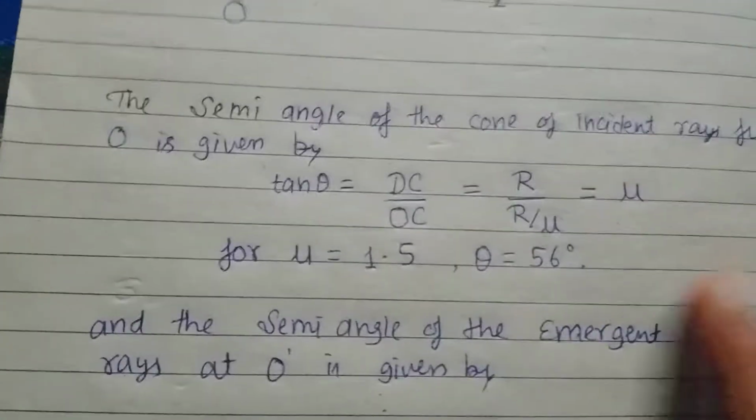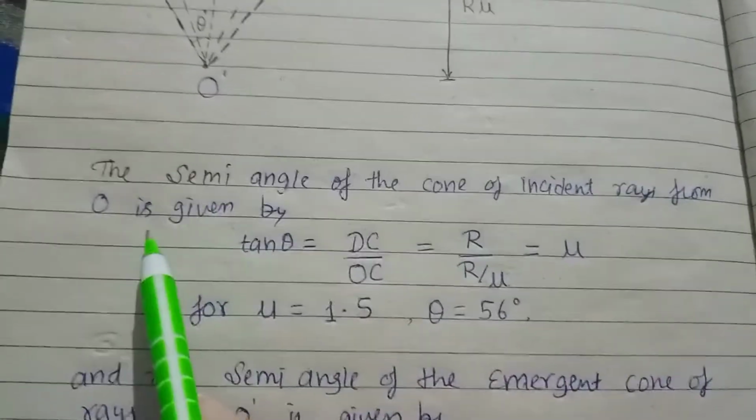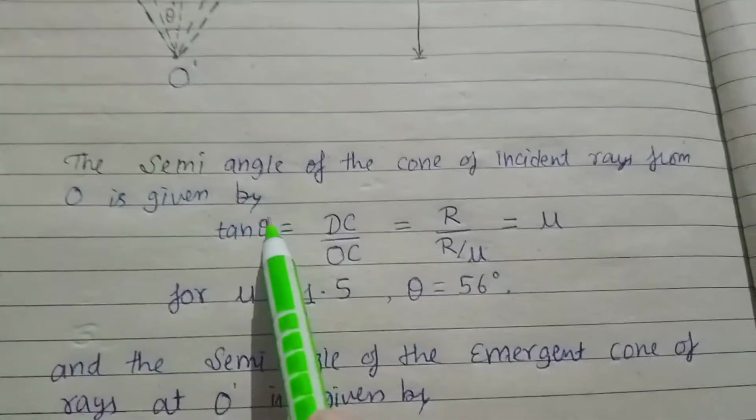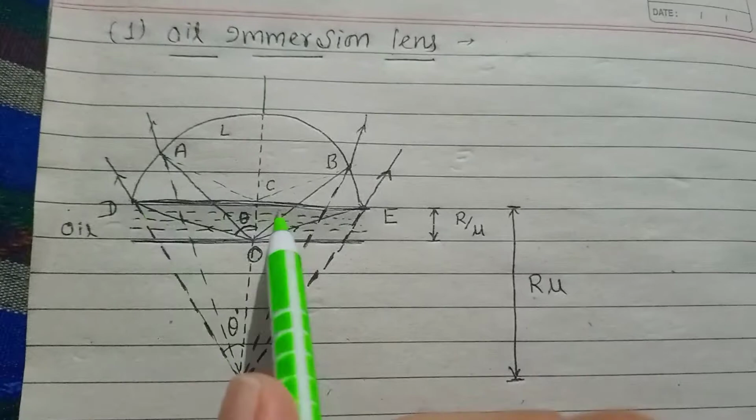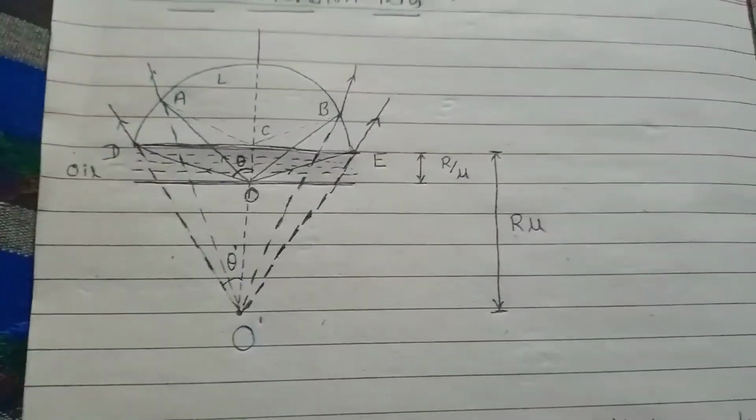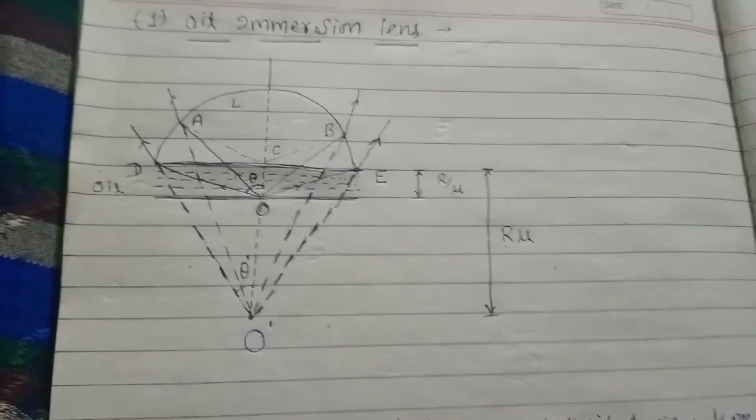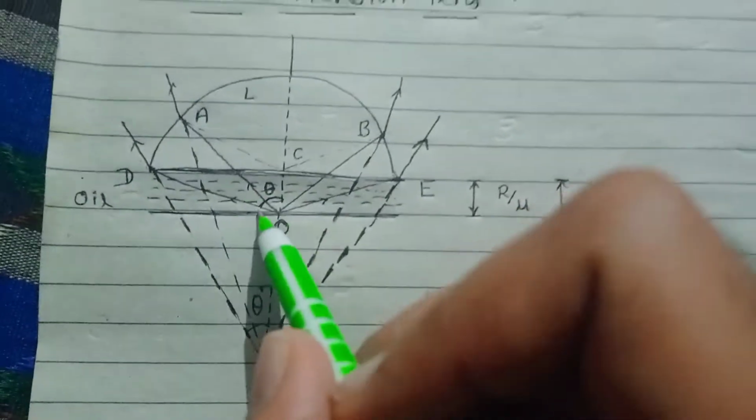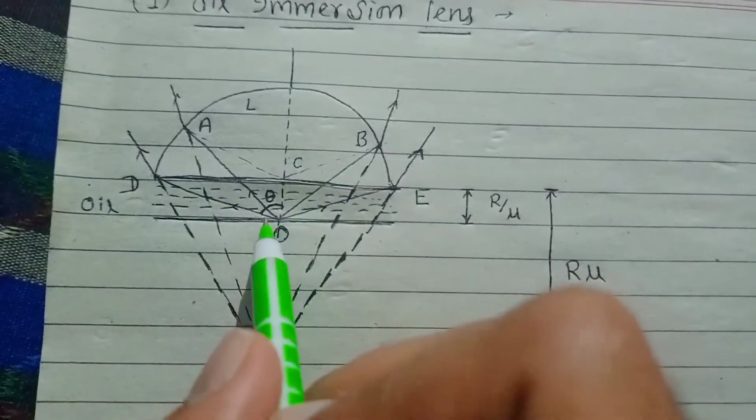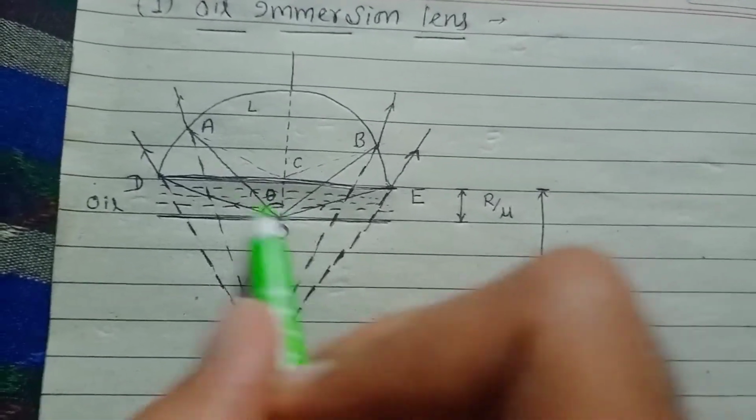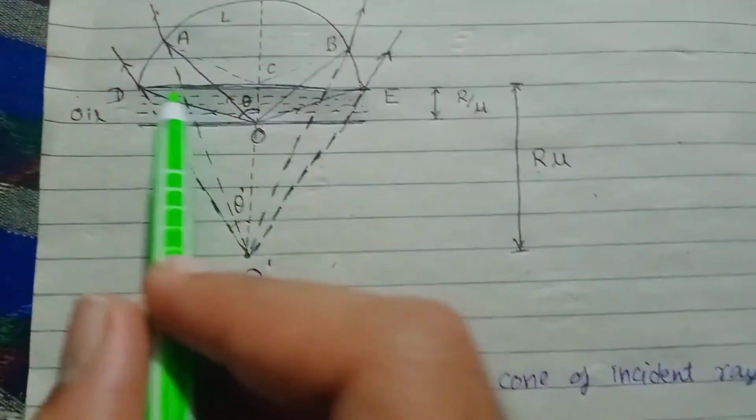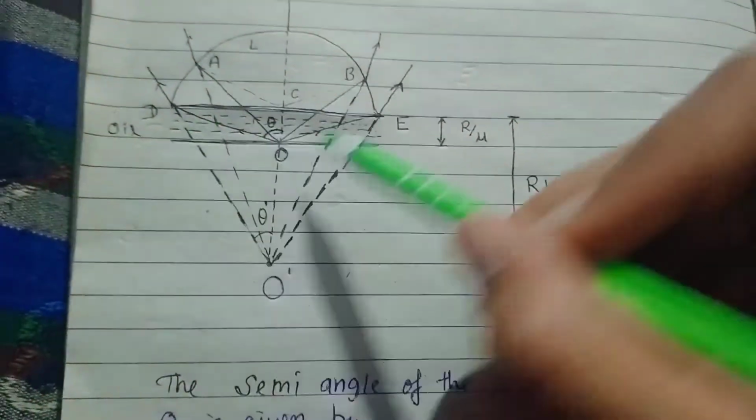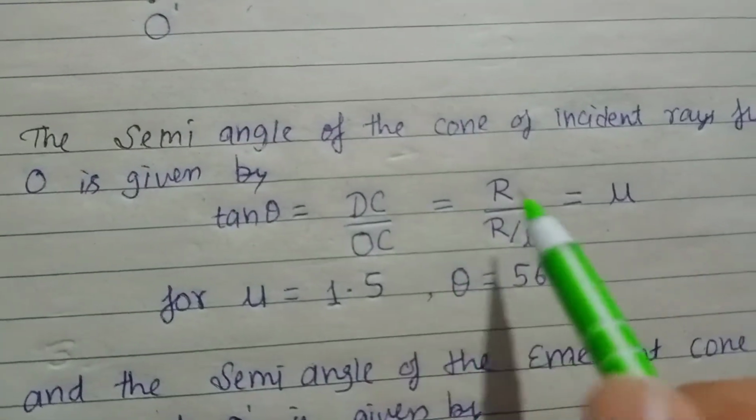So here we can write it. The semi angle of the cone of incident rays from point O is given by tan theta is equal to, we want to calculate this. Tan theta is perpendicular upon base. The line in front of this angle is taken as the perpendicular, so DC is the perpendicular and the base is OC. So tan theta is equal to DC upon OC.